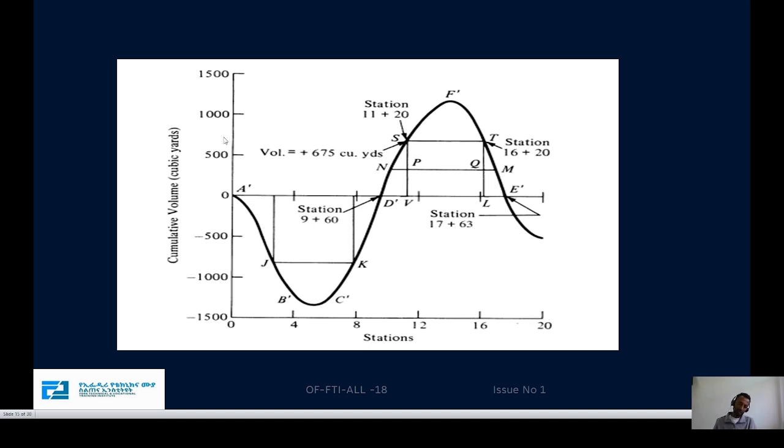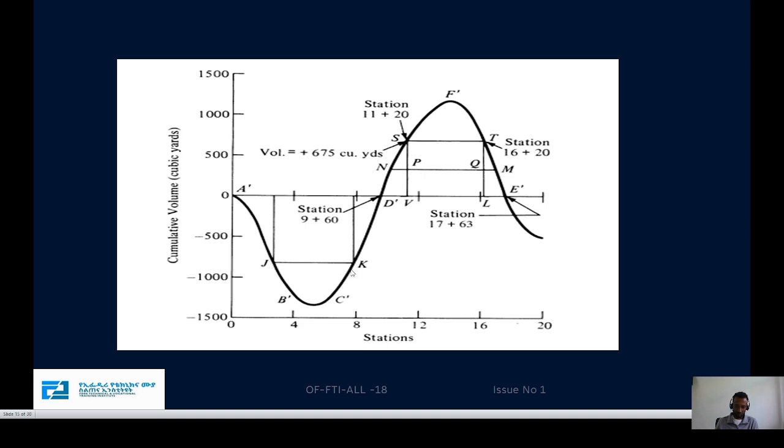So this one is a mass haul diagram. We get it with the cumulative volume of fill as well as cutting values, and the station is this one. Each point is here: one loop, a second loop. This one is a fill section, this one is a cutting section. So the cutting section will be suitable for the filling section, so we move the material with this one.